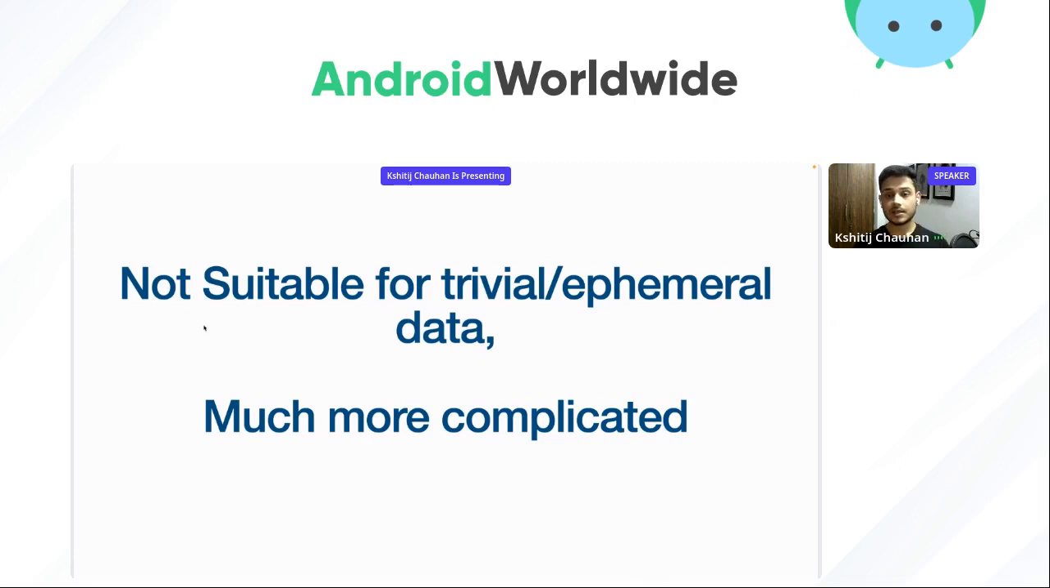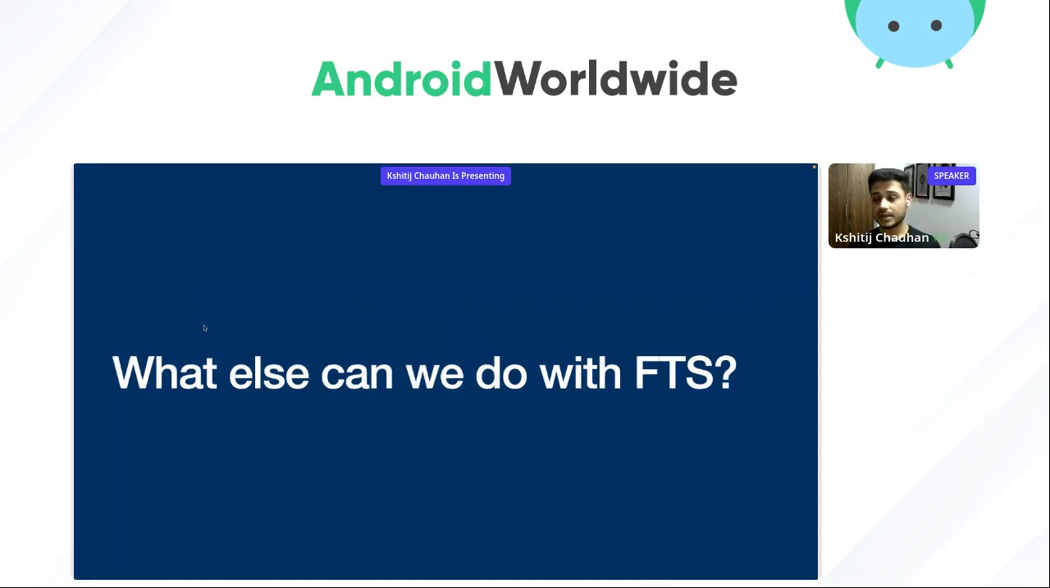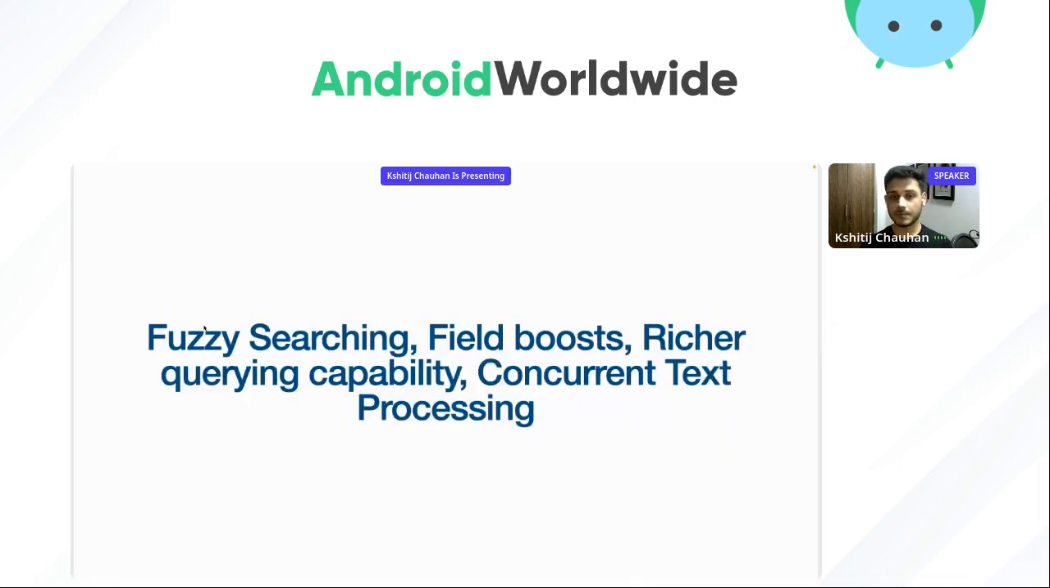All right. Now, what else can we do with FTS actually? FTS is actually a very good ground to build upon. There are a lot of advanced things that you can do with it, including fuzzy searching, boosting specific fields of your documents, some rich querying capability, as well as concurrent text processing.